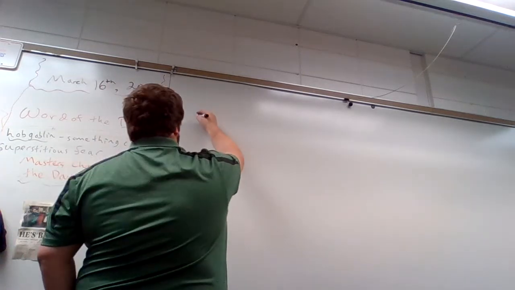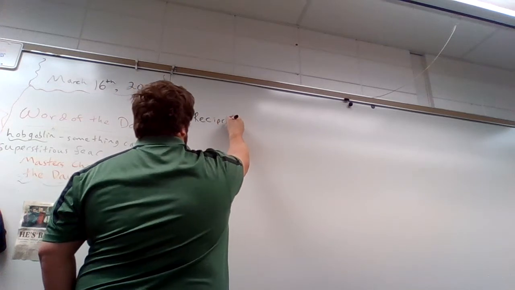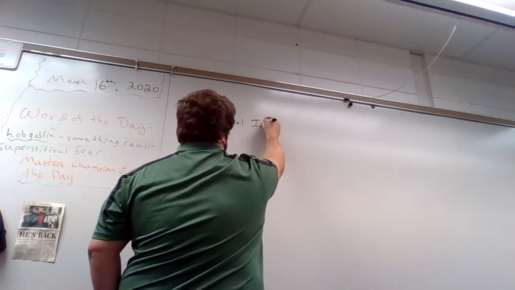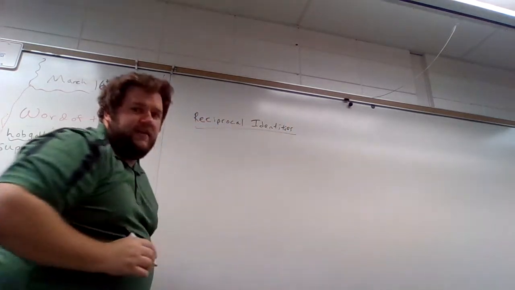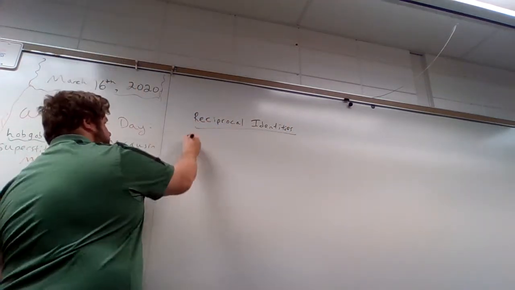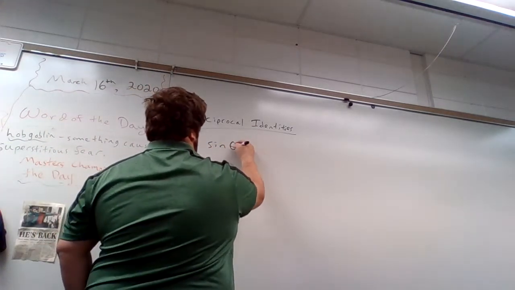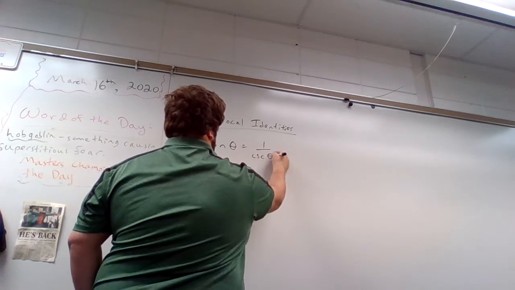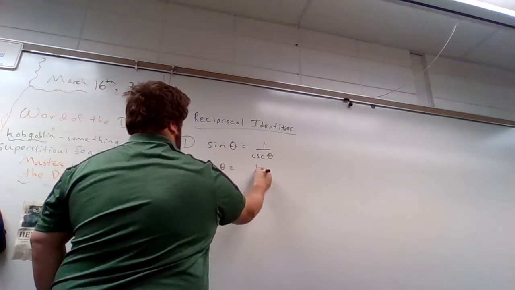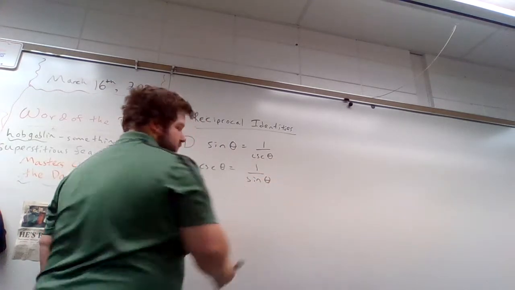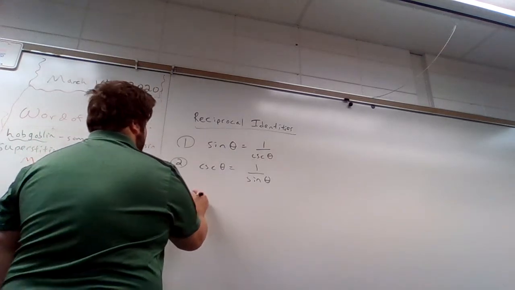So we had these reciprocal identities. And those identities were that, say, the sine of theta was 1 over the cosecant of theta. The cosecant of theta was 1 over the sine. And so on, right? Just kind of write all these down to refresh.